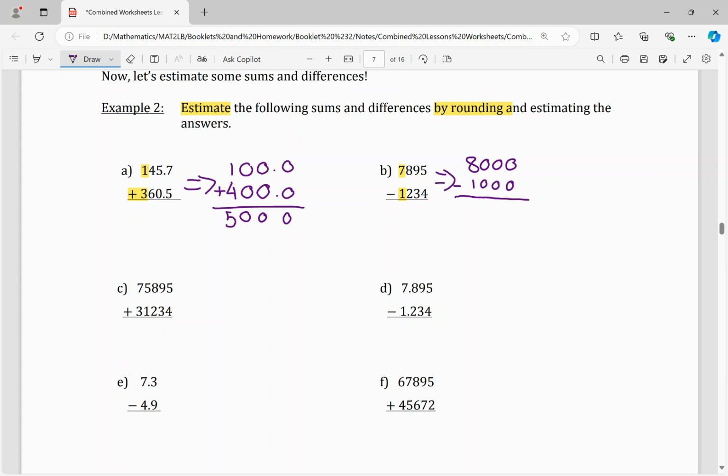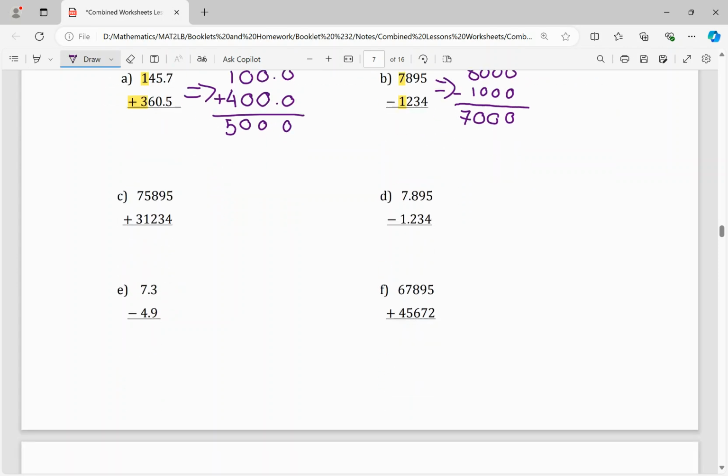We're subtracting here, make sure that you notice that. And 8,000 minus 1,000, you can do that in your head and see that it's 7,000, or you can do it the long way, 0 minus 0, carried on all of the zeros, and 8 minus 1 is 7. Example C.